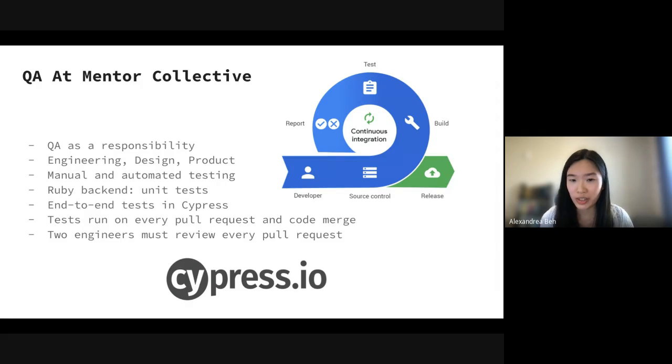We still have a combination of manual and automated testing. The designers and product managers do the manual testing, and engineers do the automated testing. We write unit tests for certain things on the back end that might just not be easily testable from the browser. And then we write end-to-end tests in Cypress.